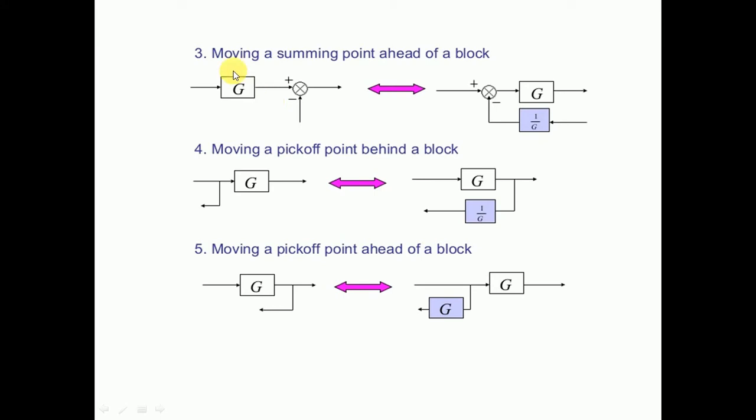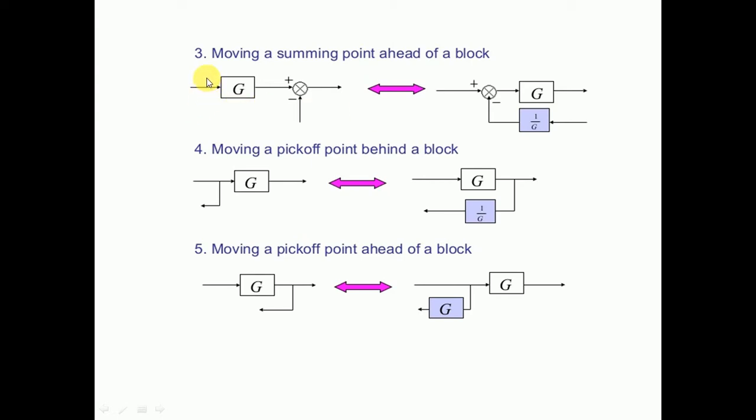So going to the next slide, that is moving a summing point ahead of the block. The summing point is here and the gain block is here. If you want to move the summing point ahead of this block, I mean you want to shift the summing point before this block, then this is the necessary reduction. So let's check this with two sets of inputs.